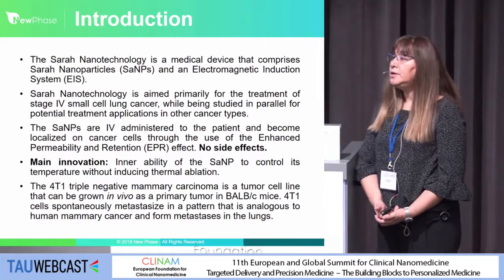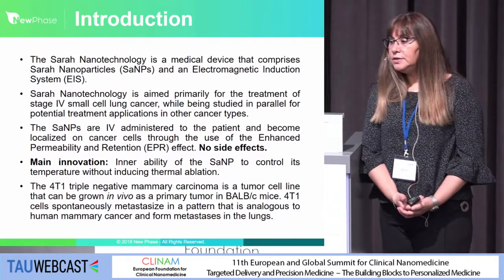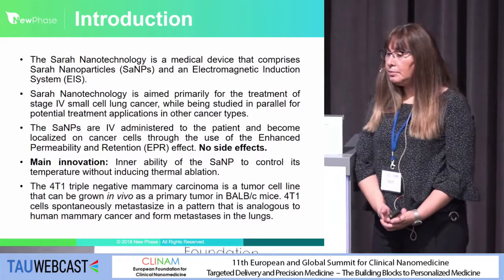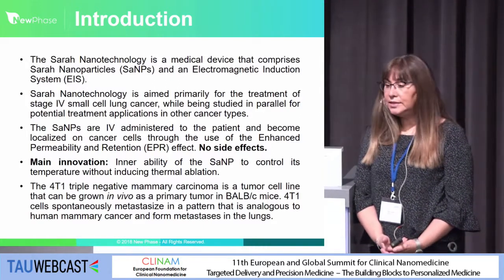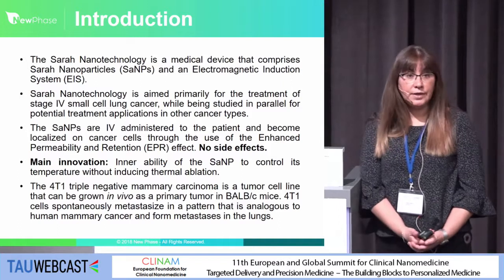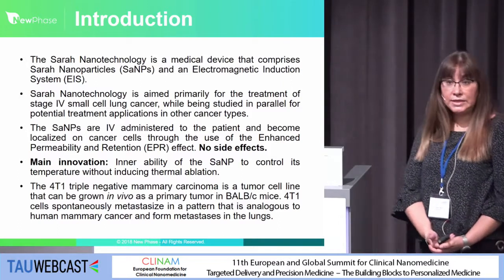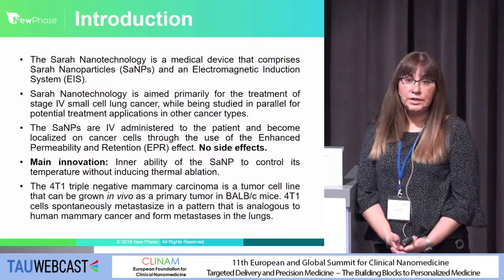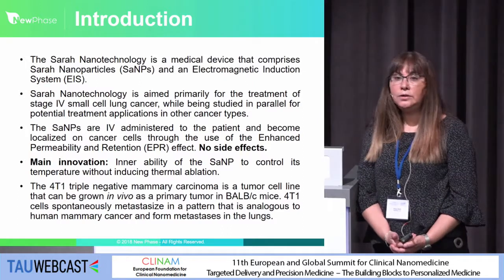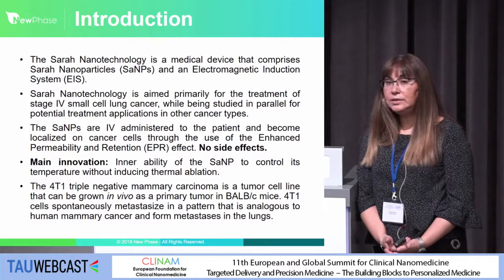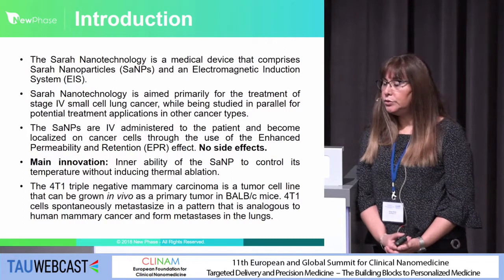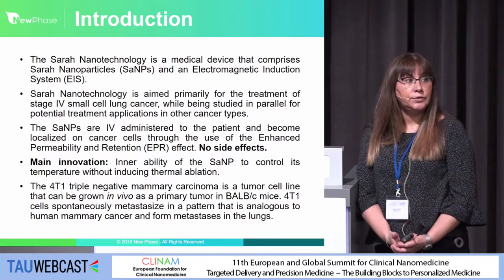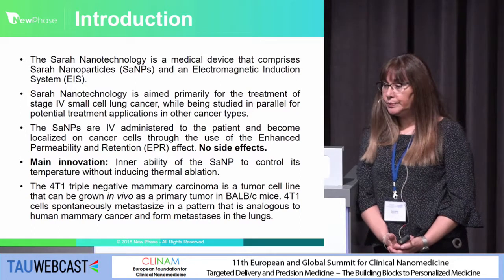Now, the Sarah nanoparticles are given intravenously to the patient, and they become localized on the cancer cells through the use of the EPR effect. Although this is a systemic treatment, there are no side effects. Now, the main innovation of the Sarah nanoparticle relies on its ability to control its temperature without inducing thermal ablation.